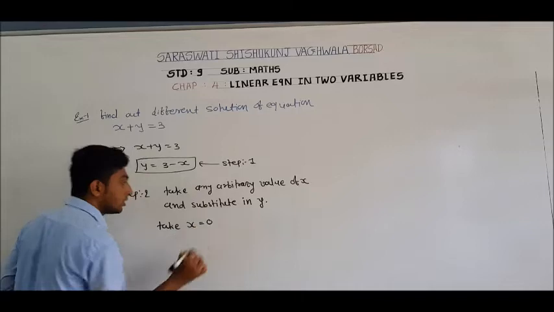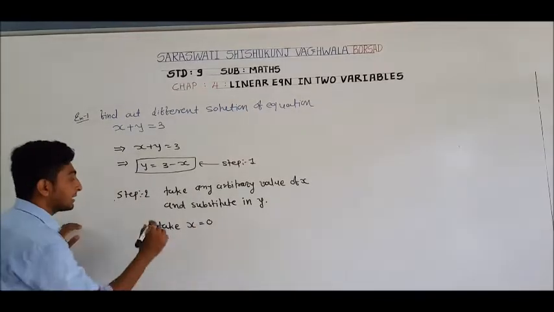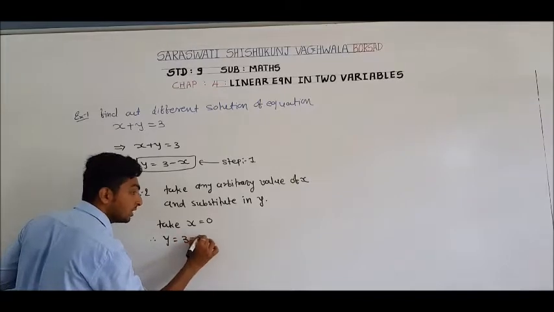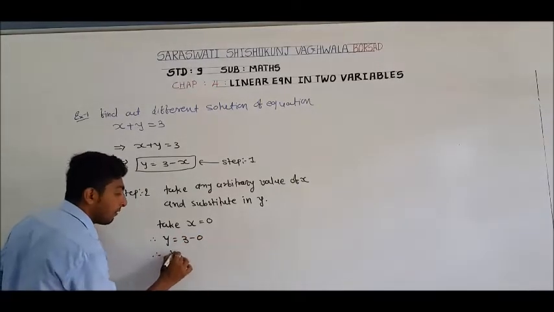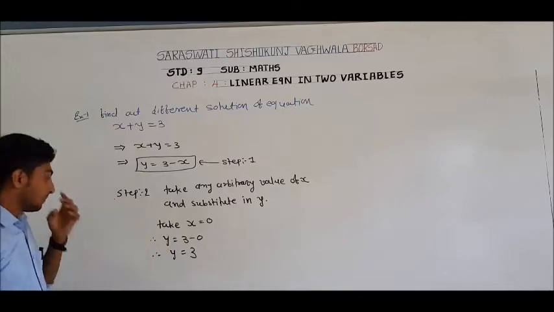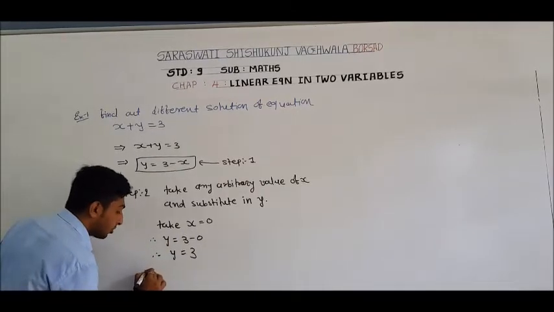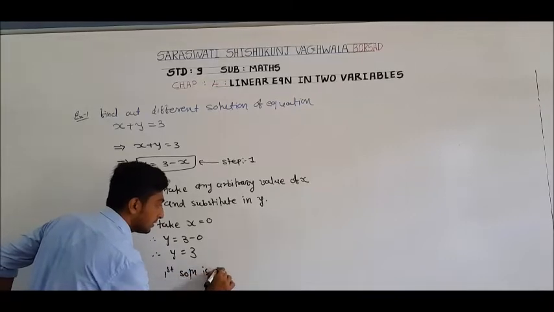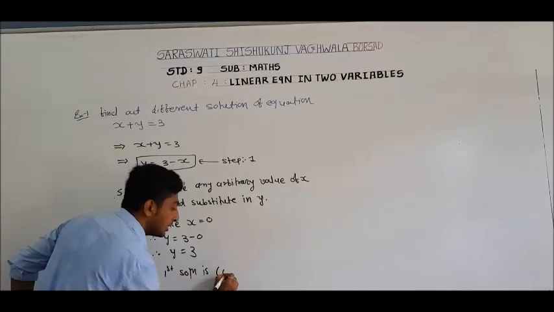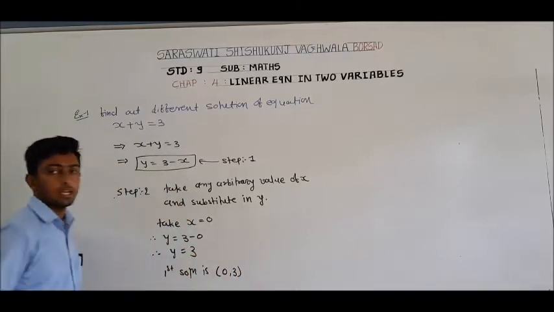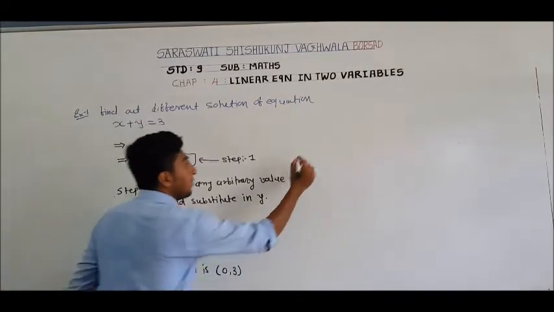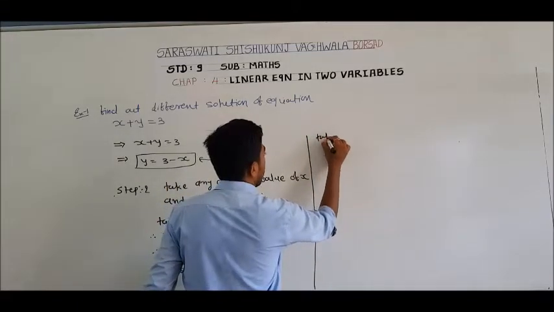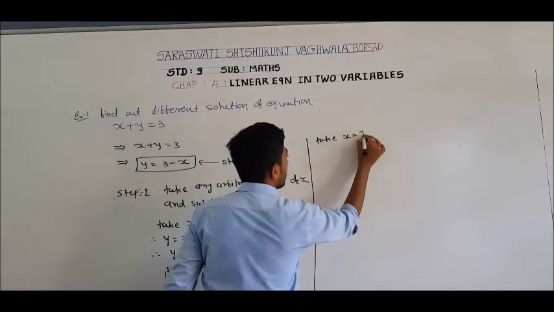So let us take x equal to 0. If I substitute x equal to 0, then I can write y equal to 3 minus 0. Therefore y equal to 3. So the first solution is x equal to 0 and y equal to 3. Let us take another value of x. So take x equal to 1.